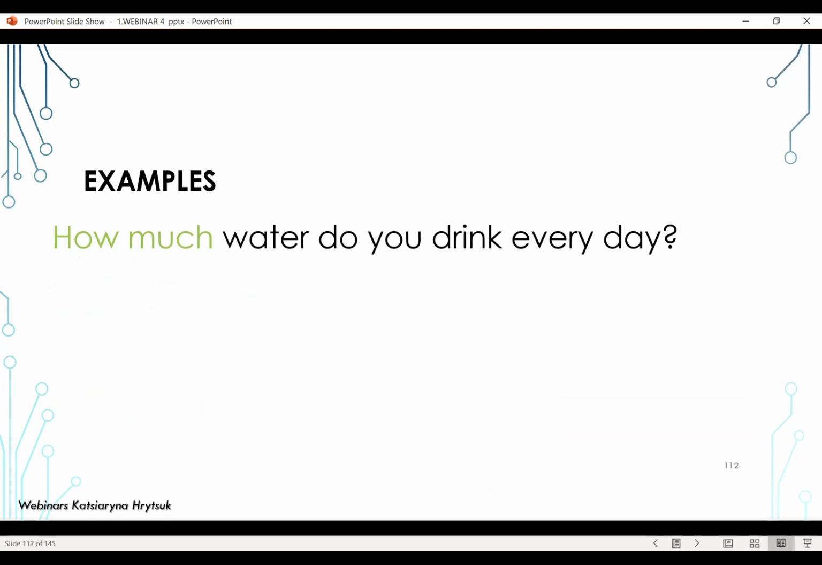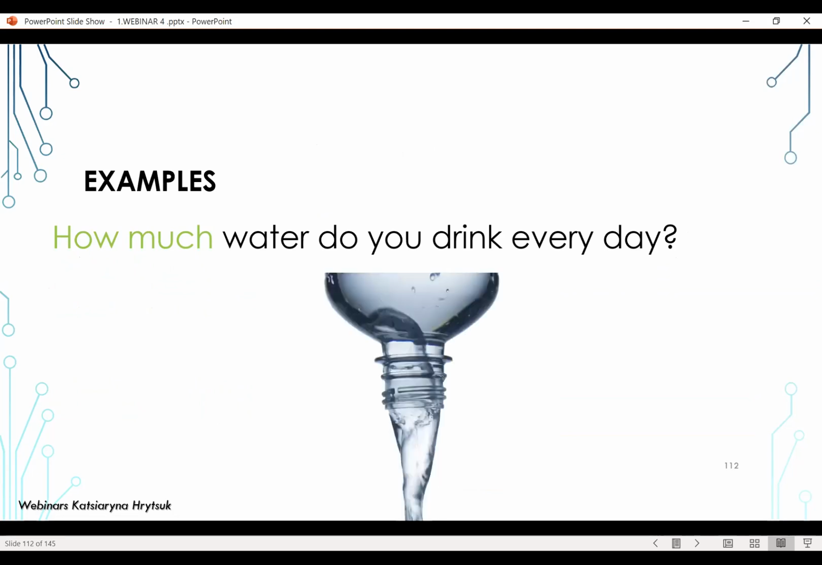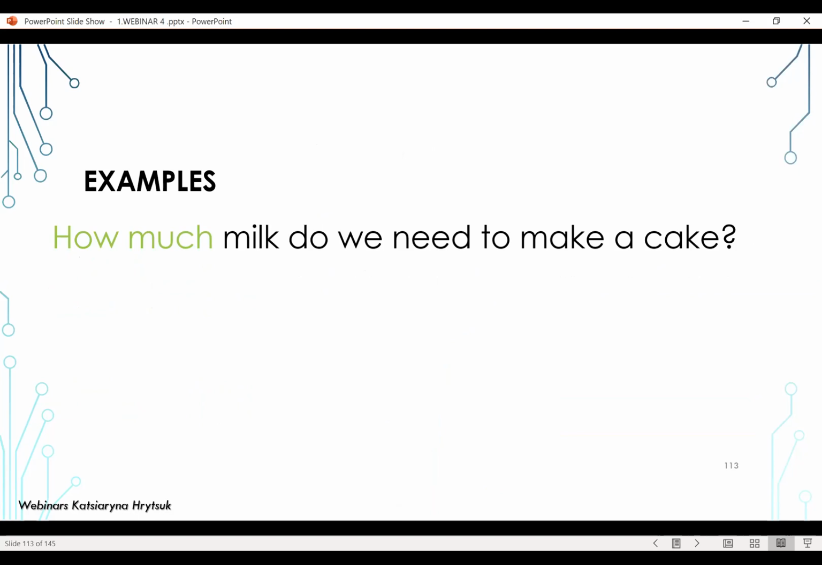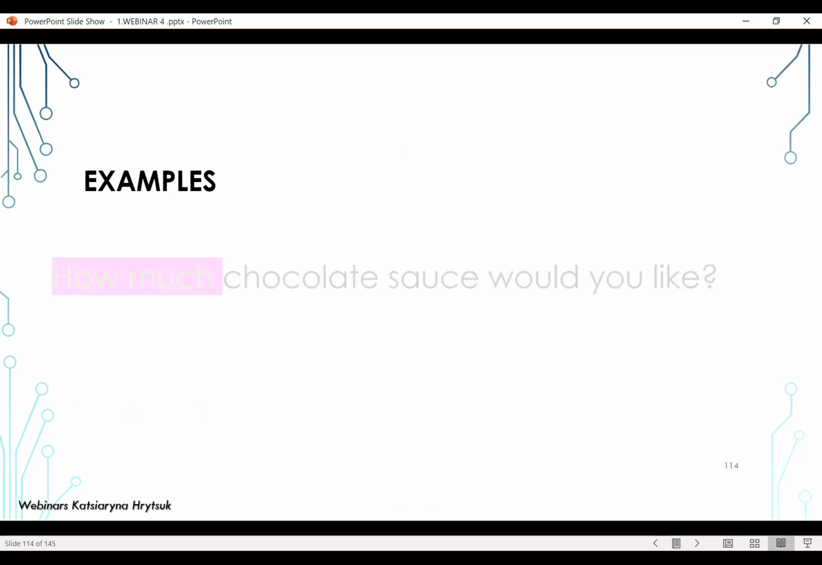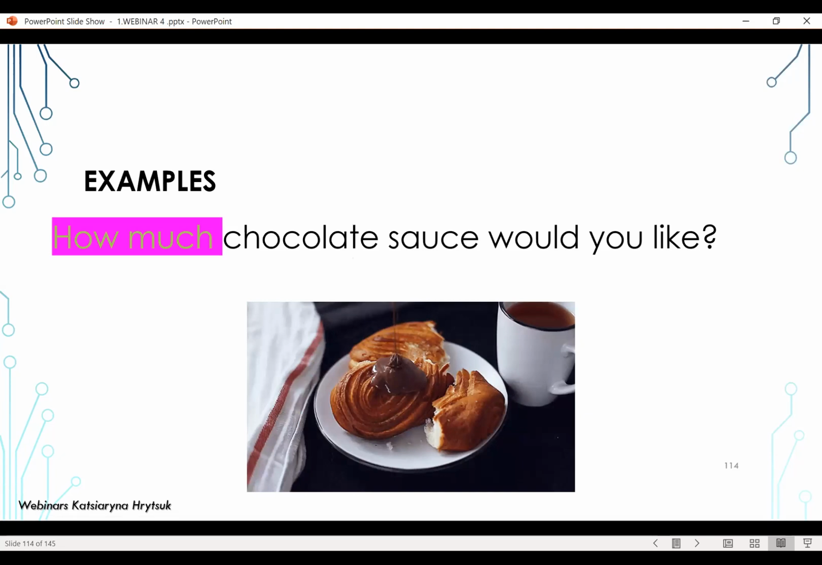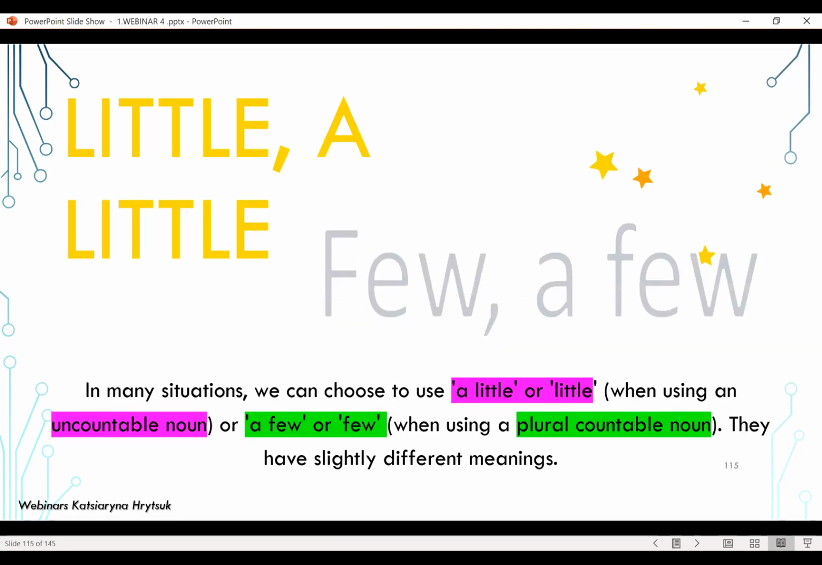Another example. How much water do you drink every day? Okay, good. Another example. How much milk do you need to make a cake? Okay. How much chocolate sauce would you like? Yes, just "would you like." Okay, so chocolate sauce.